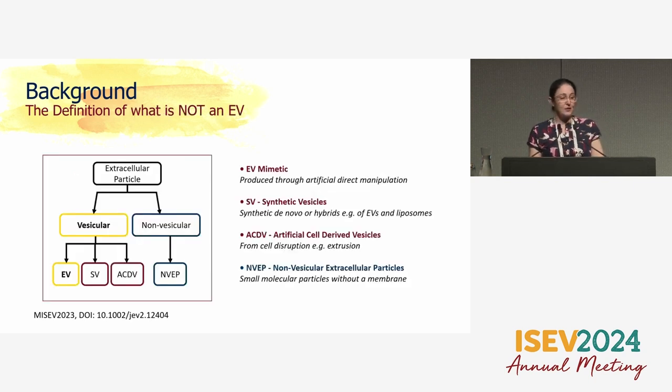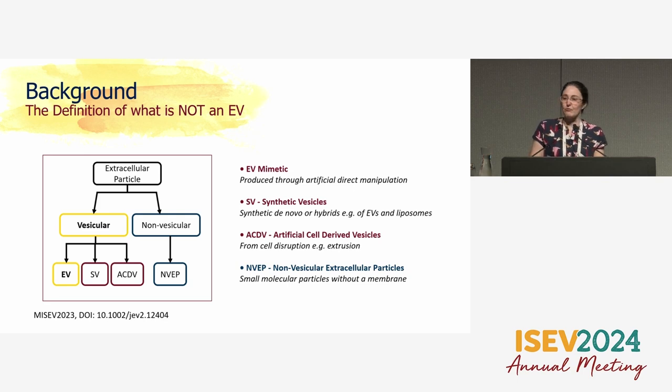The definition of what is not an EV was nicely highlighted in a summary diagram in the ISEV2023 guidelines, which showed that there is this umbrella term of extracellular particles, or EPs. This is where our EPs come in. Under this, you have the vesicular and the non-vesicular forms. Under the vesicular, we see our friends, the EVs, the true extracellular vesicles.